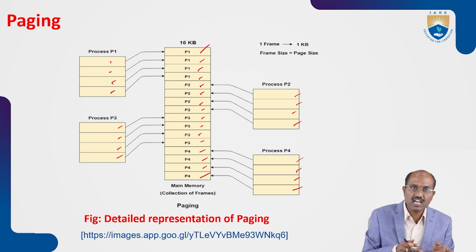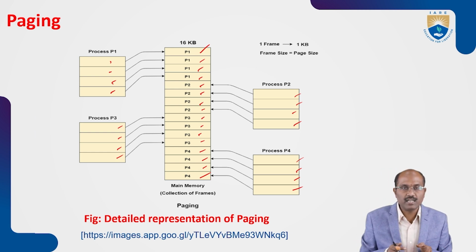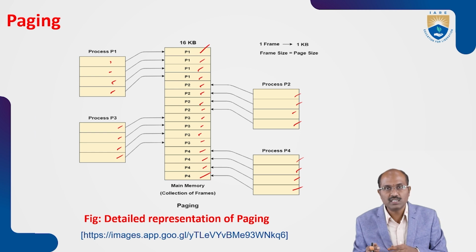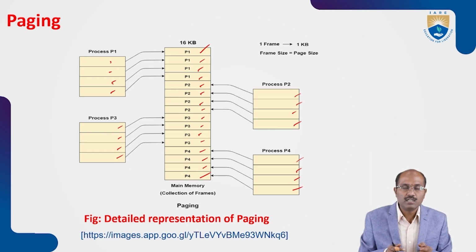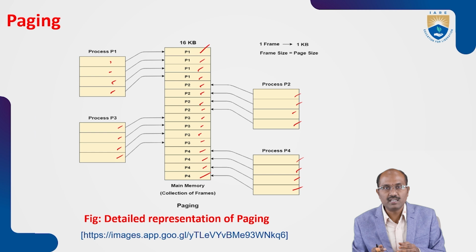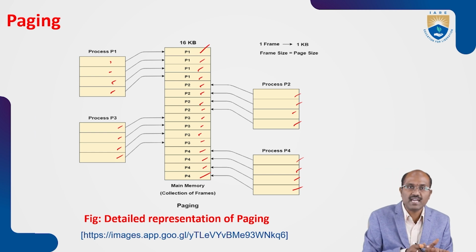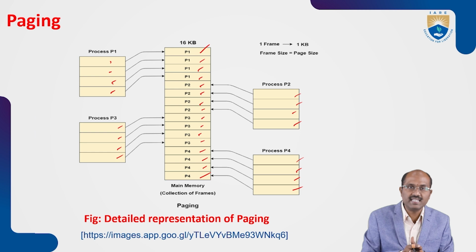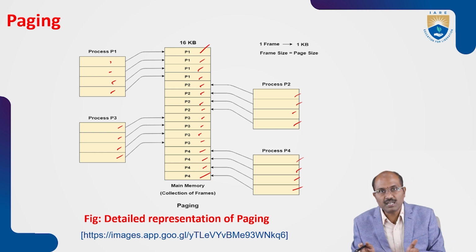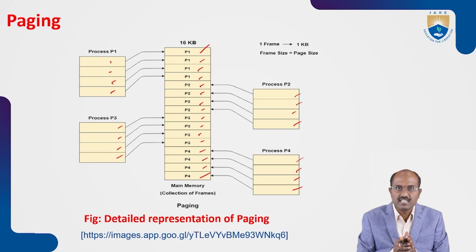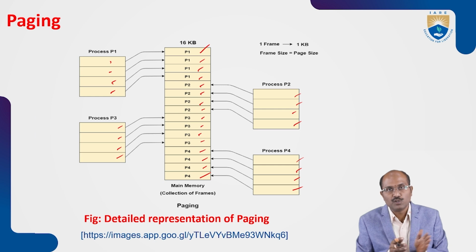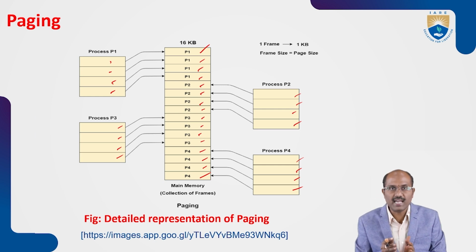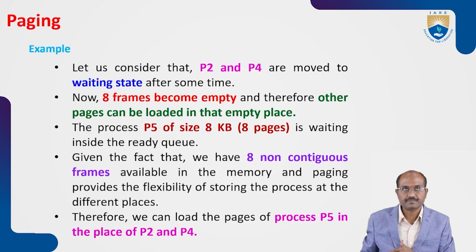Because each process has 4 KB, there are 4 processes, and each process has 4 KB. Total main memory is 16 KB. So frame size and page size should be equal, because total process size is 16 KB and total main memory is 16 KB. It is individually mapping. The frame size should be equal to the page size.